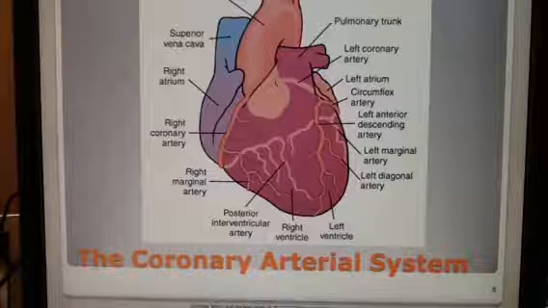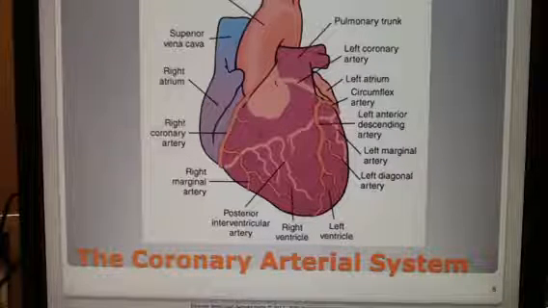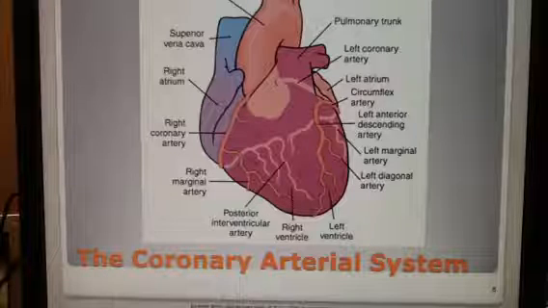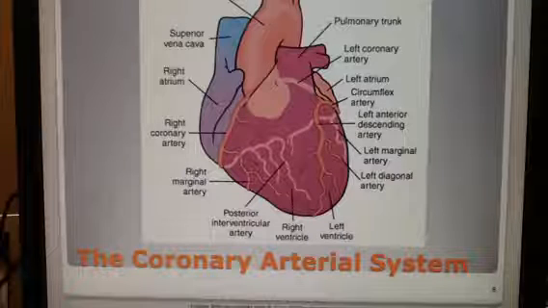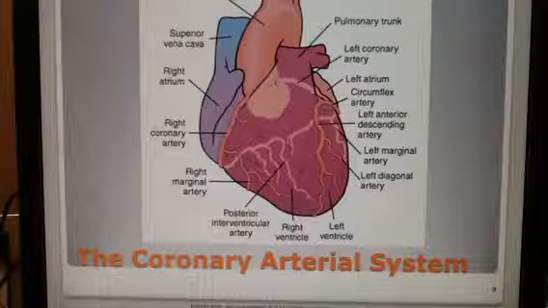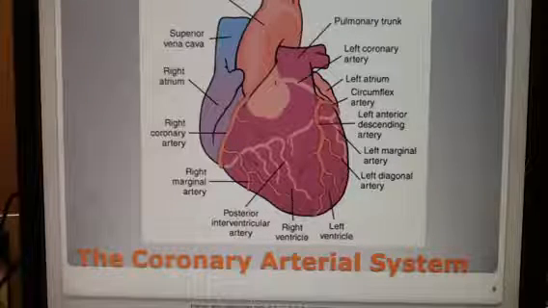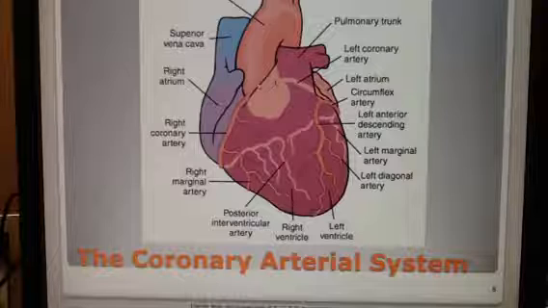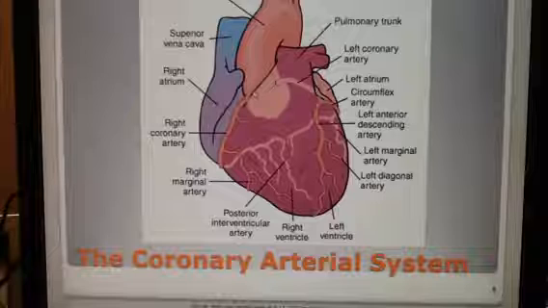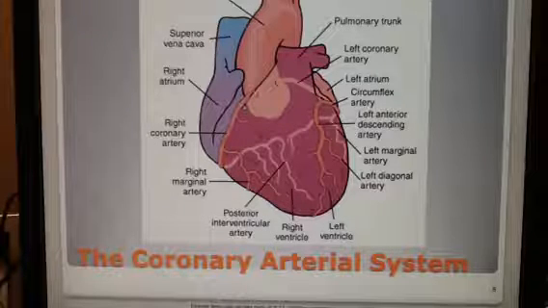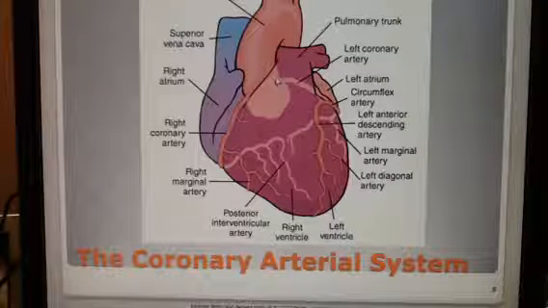Okay, so we've talked about the chambers and the inner parts of the heart, but now we need to talk about the coronary arterial system. And this is the heart's way of getting oxygen to that muscle, the myocardium, which is the heart muscle. If you look here, you'll see that the coronary arteries branch off of the aorta. So here's our aorta right here, and we've got the coronary arteries branching off of it.